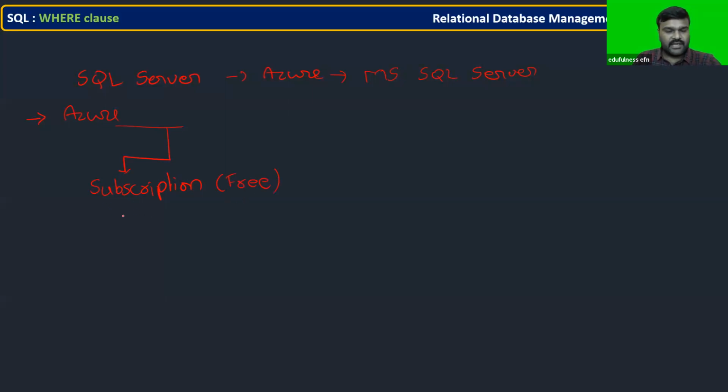Now, in one account you can have many subscriptions: subscription 1, subscription 2. In your organization you may have multiple subscriptions, maybe one subscription for each project. That depends, so don't bother about why there are so many. Your organization may have multiple projects. Under a subscription, very importantly, we are going to have a resource group.